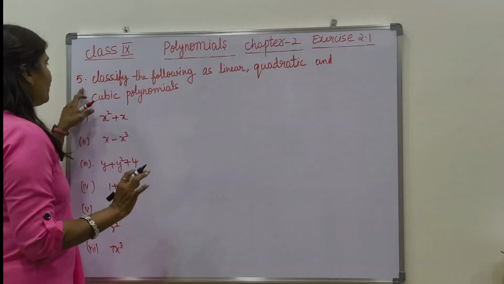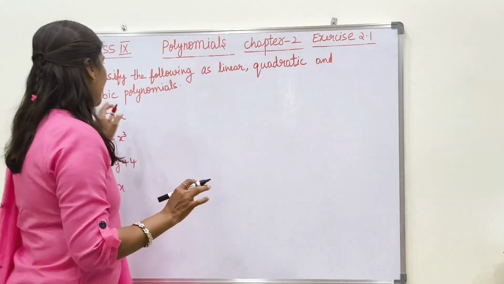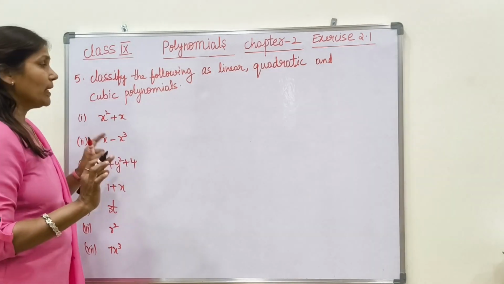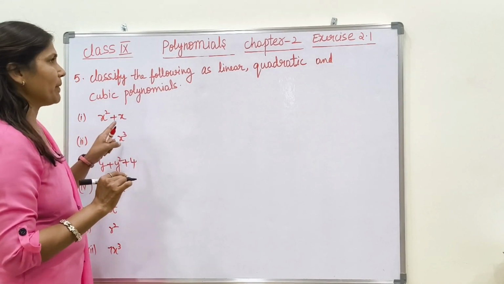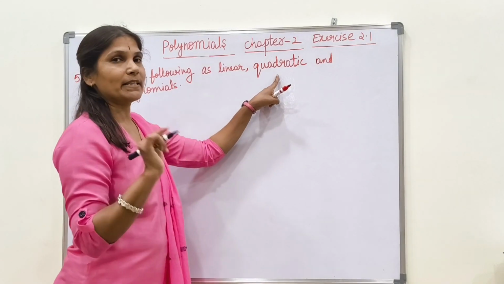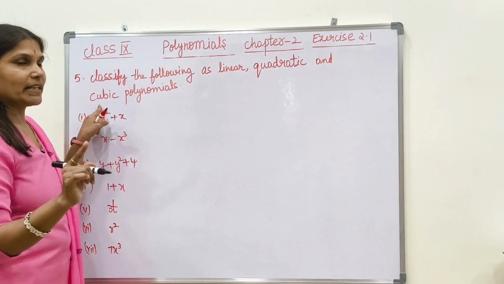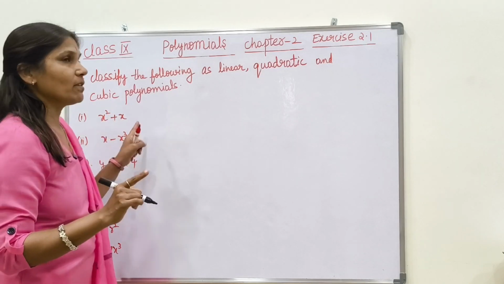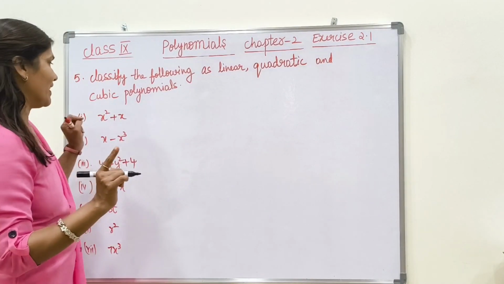Okay. Now fifth question. Classify the following as linear, quadratic and cubic polynomial. Linear polynomial means highest power 1 is there, means linear polynomial. Quadratic means highest power 2 is there, means a quadratic polynomial. Highest power 3 is there, means a cubic polynomial. These all I explained in introduction video. Once again you watch it, these all you will understand.